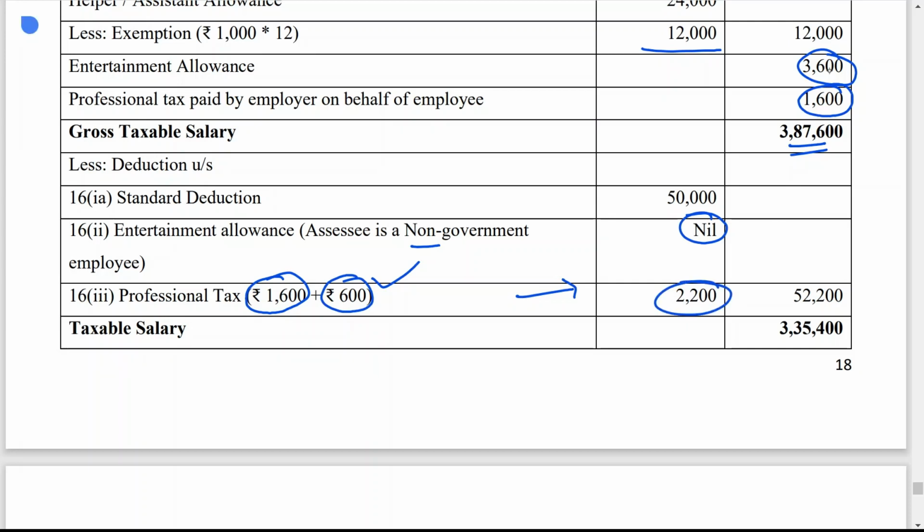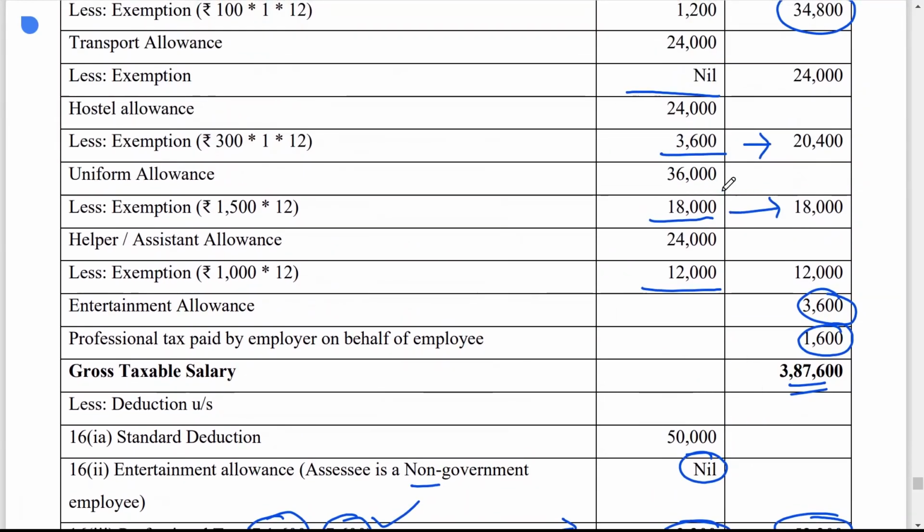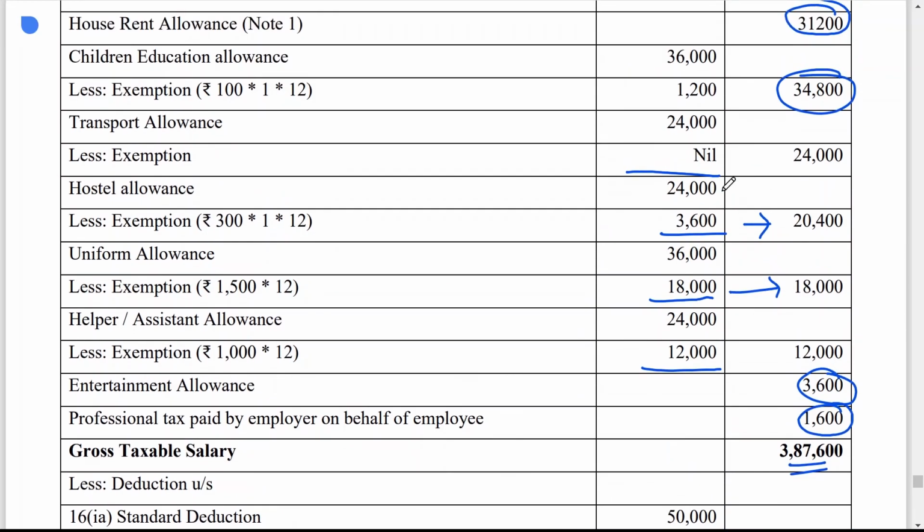So now what is the total deduction available to the person? 50,000 plus 2,200, so 52,200. So now what is the taxable salary? 3,35,400. So this 12-mark sum gets over here. But here one calculation is still left, that is how to calculate HRA.